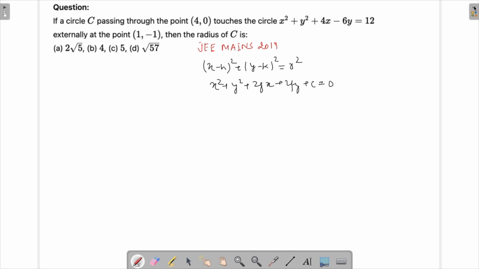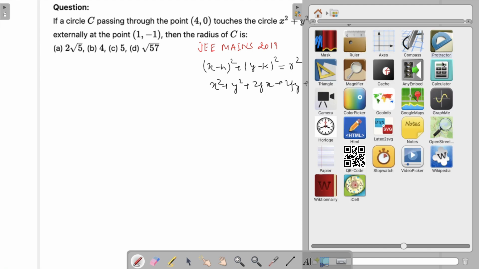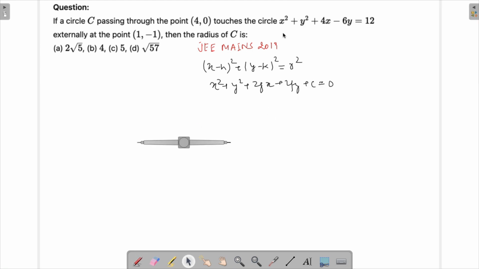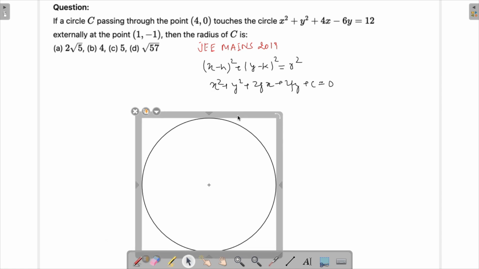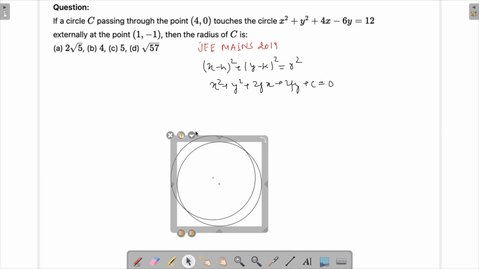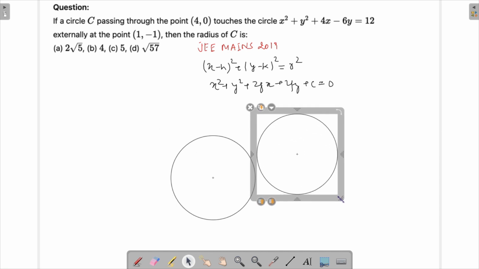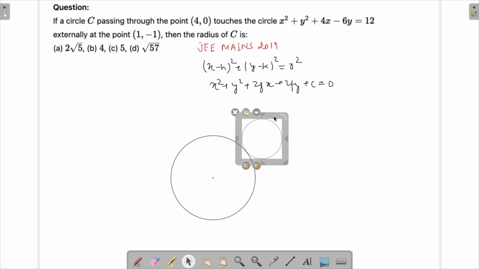So let's first draw these two circles and see how they pan out. First there is a circle I want to draw, and another circle as well. I'll take this circle, move it a little bit down, and then take another circle. This circle could be smaller or bigger, we don't really know, but I'm making it a smaller circle, and it is touching the first one externally.